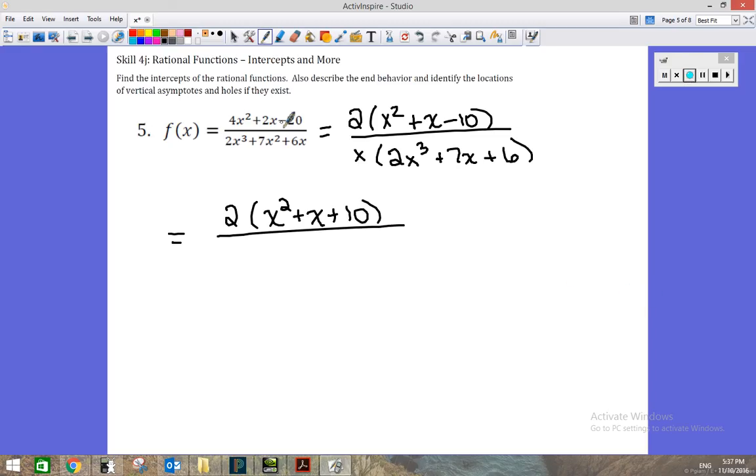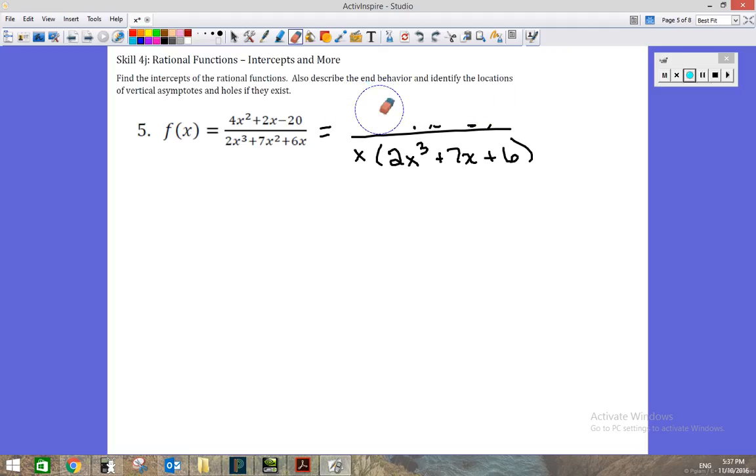2 times 2 is 4. Look at that. I have 2 times 1. I'm an idiot. Sorry about that. Let's try that again. Alright. 2x squared plus x minus 10. There we go.